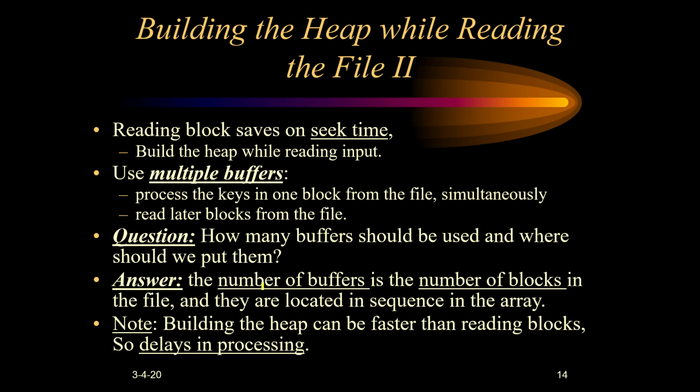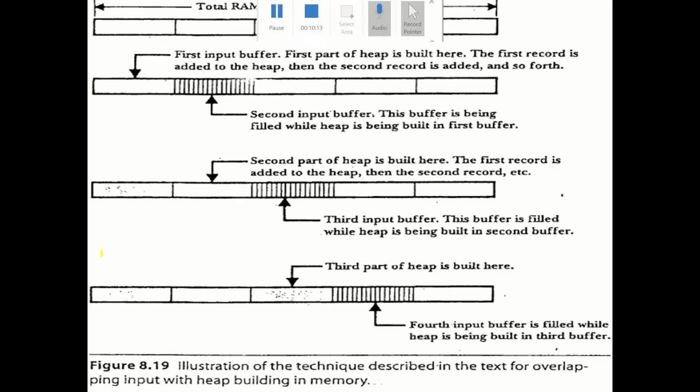In this case, we can tell that if I'm having X number of blocks in my file, we need to have X number of buffers so that the speed can be efficient. Okay, now the only delay which happens in this processing is the time taken to read the blocks from the disk. Building the heap is much faster compared to reading the blocks. So the delay in this process of heap sorting is the time taken to read the blocks from the disk. So this is how it works.